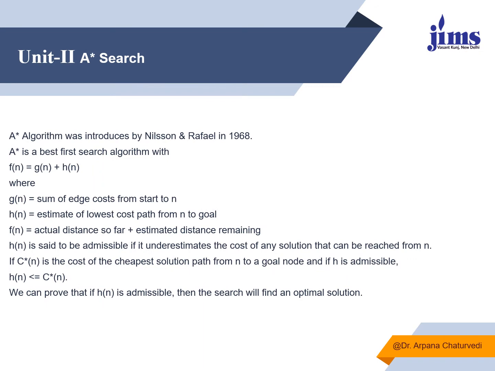So we can say that the A star algorithm was introduced by Nilsson and Raphael in 1968. It is the best first search algorithm with the formula f(n) = g(n) + h(n), which I have already explained. g(n) is the sum of edge costs from the start to n. h(n) is the estimated lowest cost path from n to the goal. f(n) is the actual distance so far plus the estimated distance remaining.